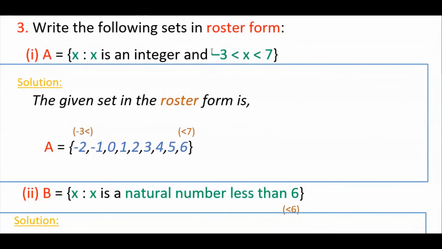Write the following sets in roster form. So here it is given in set builder form. You have to write this set in roster form. So that means you have to write the elements separated by commas.